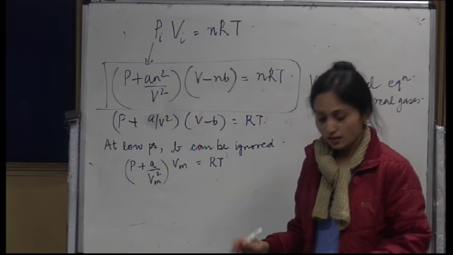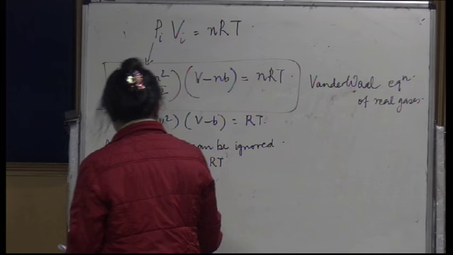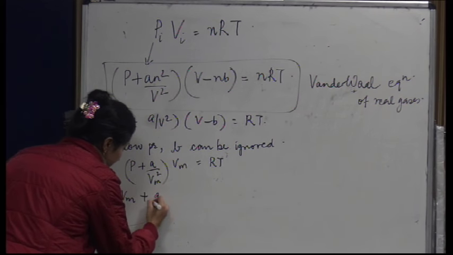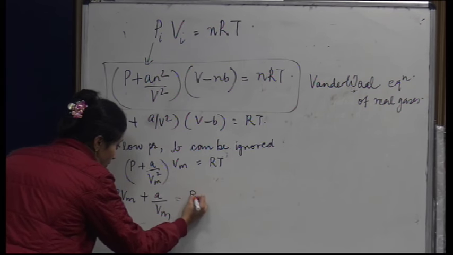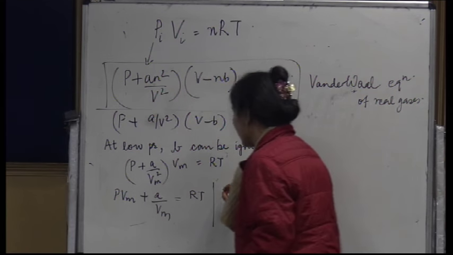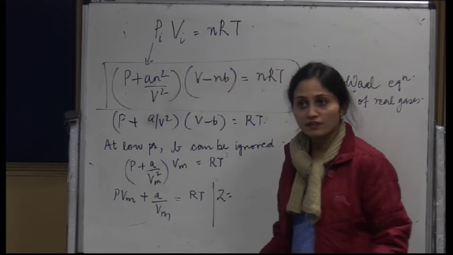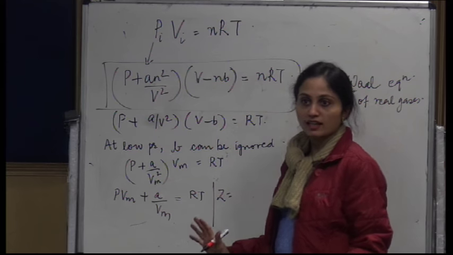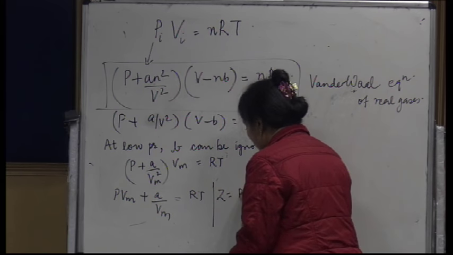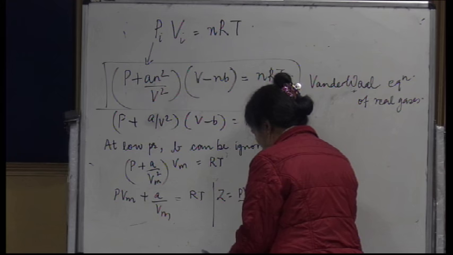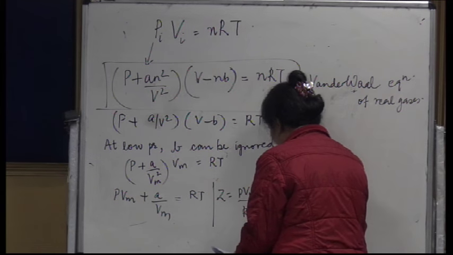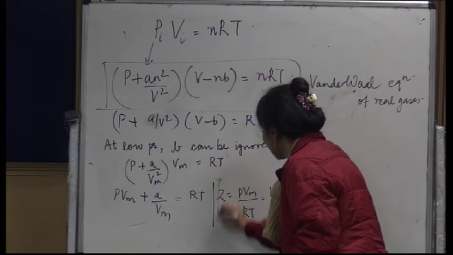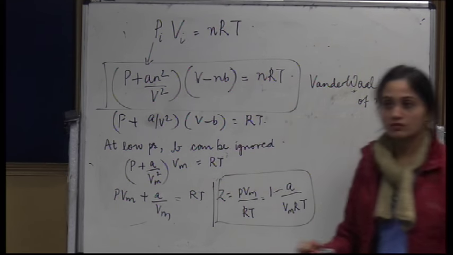Simple है, ठीक है? अब इस केस में अगर I take this Vm inside, it becomes PVm plus A by Vm is equal to RT, or I get the expression for what is your Z? PVm by RT is your Z. So let's get that expression. What is your Z? That is equal to PVm by RT. You get that expression and that will be equal to 1 minus A by Vm RT. You will get this expression.